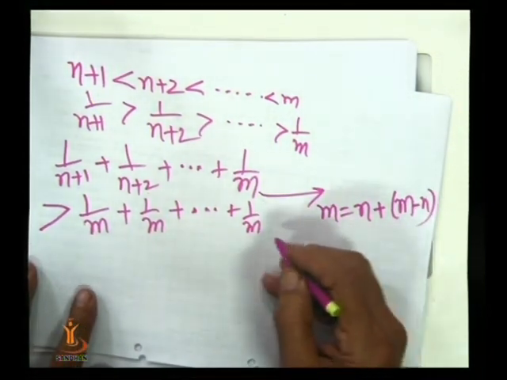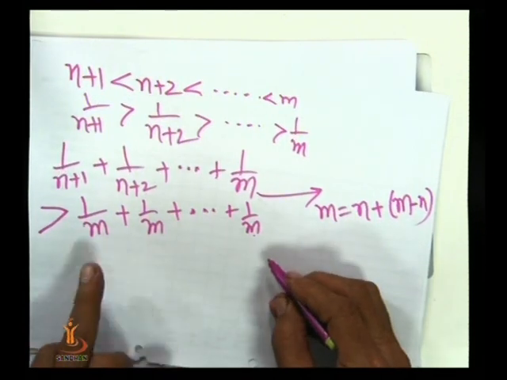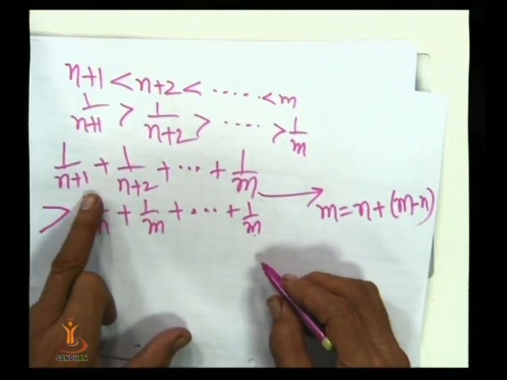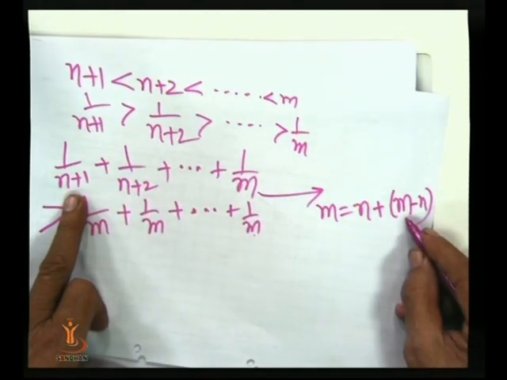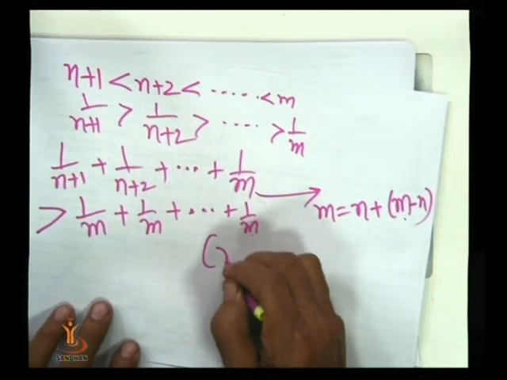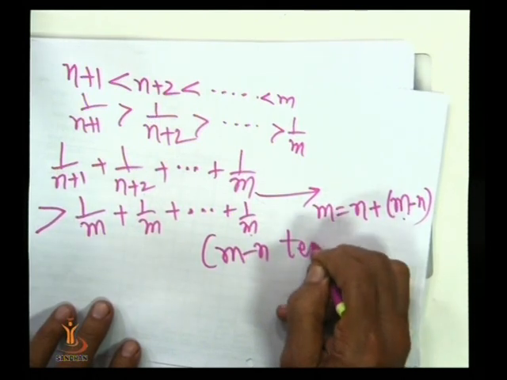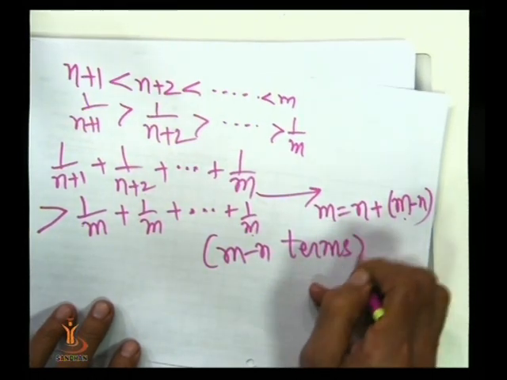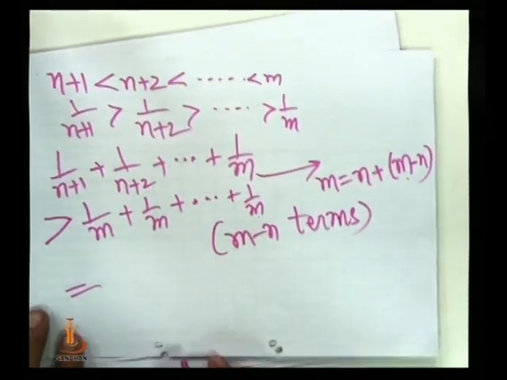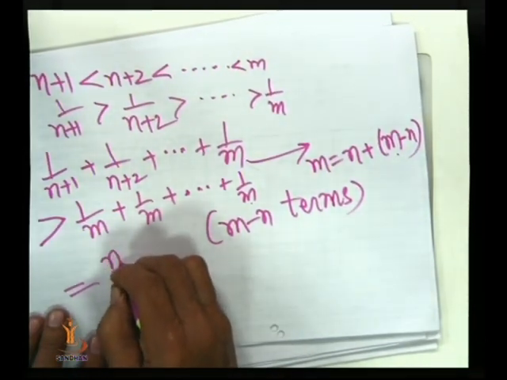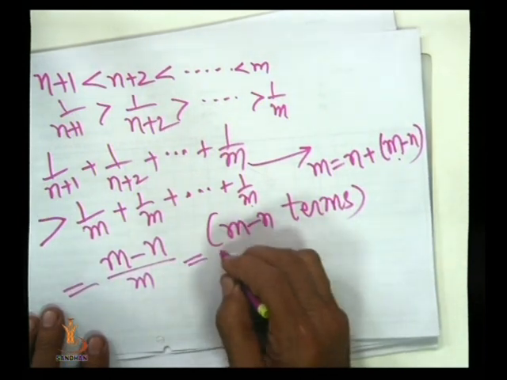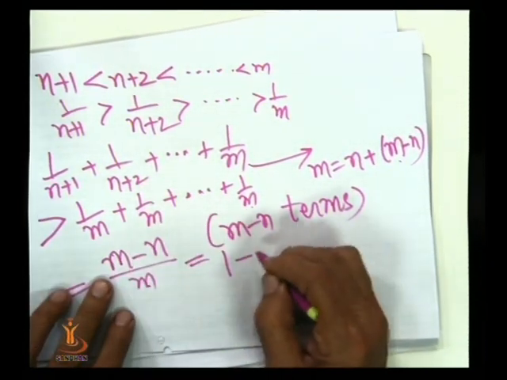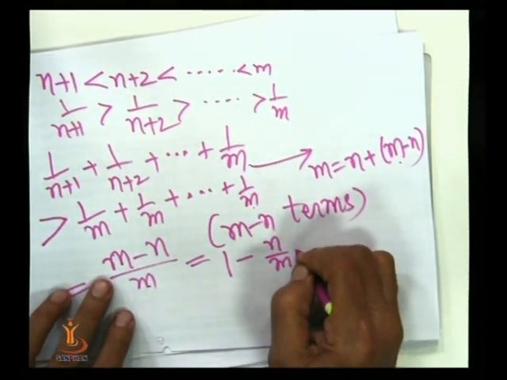So this n plus 1, n plus 2, up to m. How many terms? 1, 2, 3 up to m minus n. So these are m minus n terms. So this will be equal to m minus n divided by m. So that is equal to 1 minus n upon m.